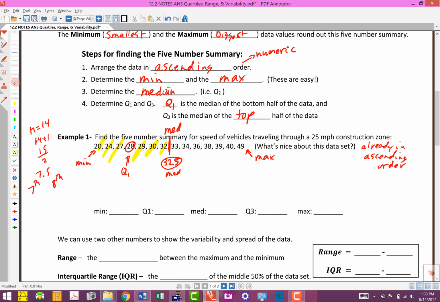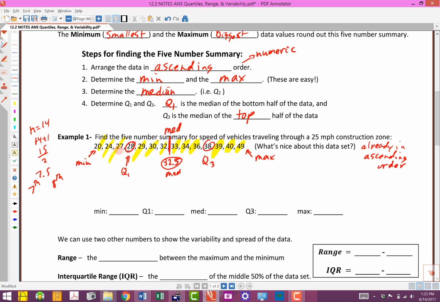Okay, and then I can do the same thing over here. I can just march in from the ends and look at that. There's our, whoops, got to change colors here. Here we go, there it is. That right there is Q3.